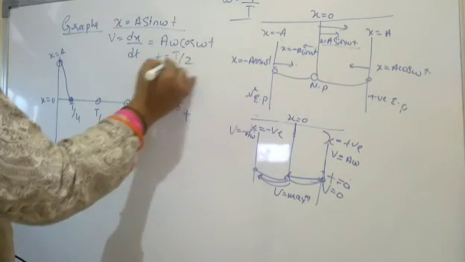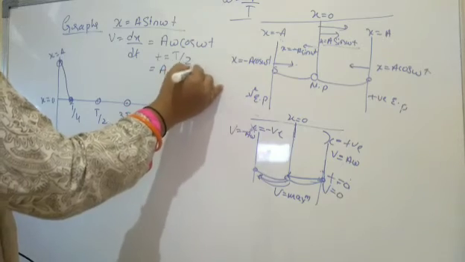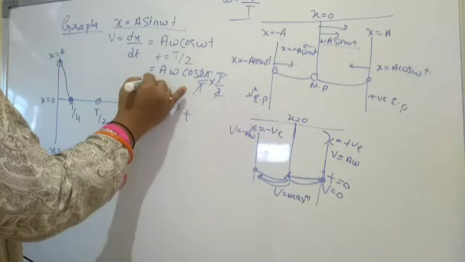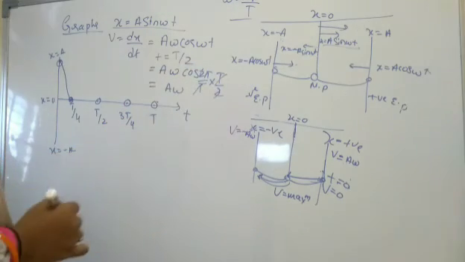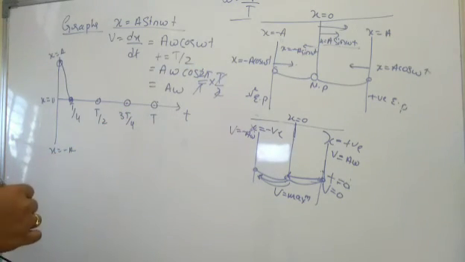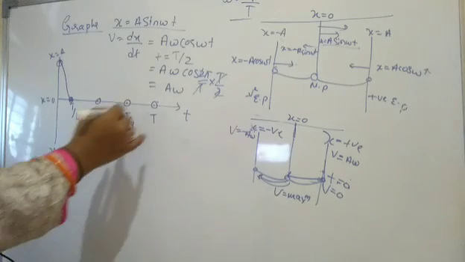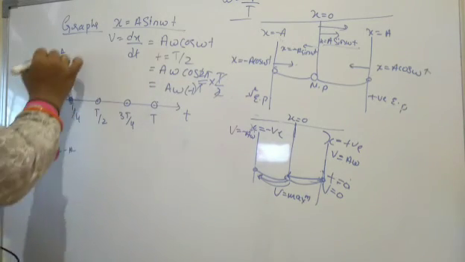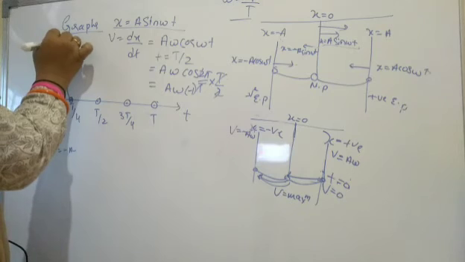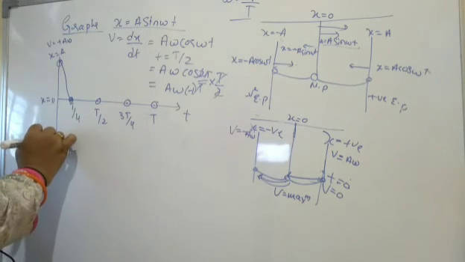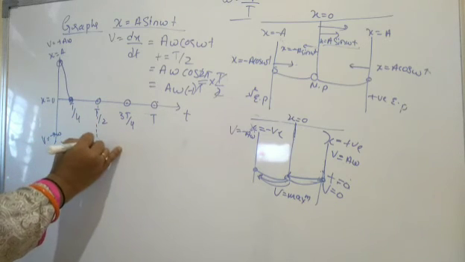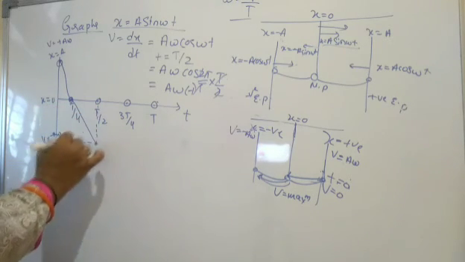So what are we getting? A omega cos of (2 pi by T) into T by 2. The 2 cancels, so A omega cos 2 pi, that is 360 degrees. Cos 360 degrees is 1, so we get A omega, and the velocity reaches its extreme value here. So you are getting this point on the graph.